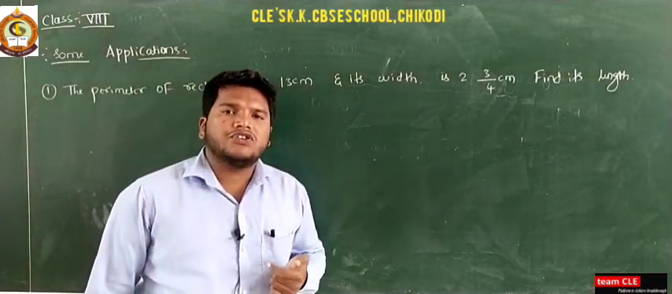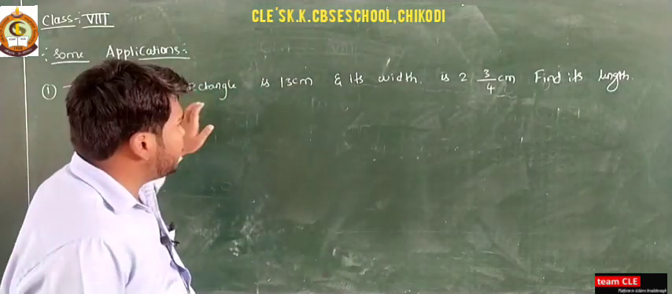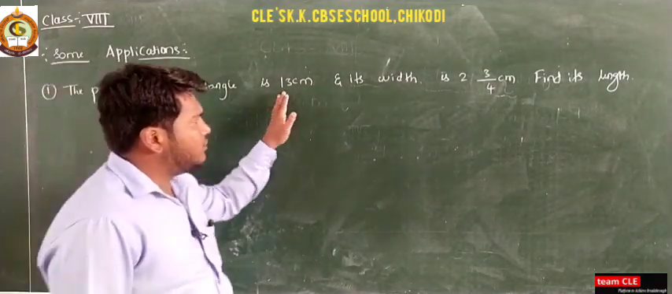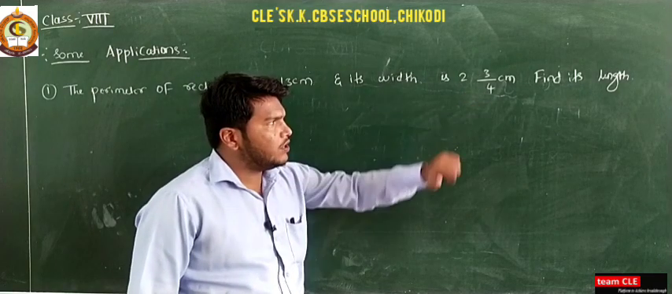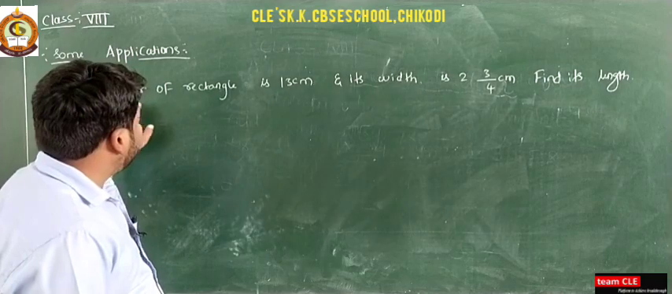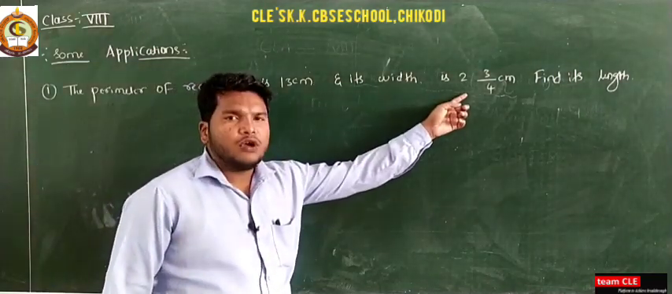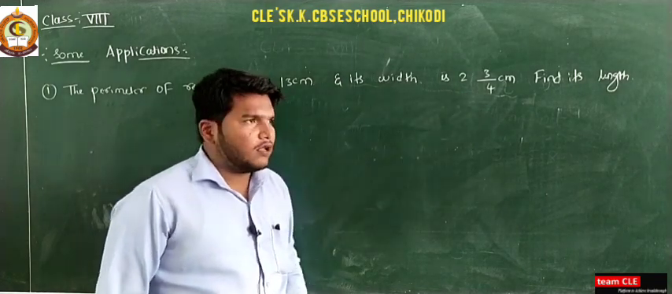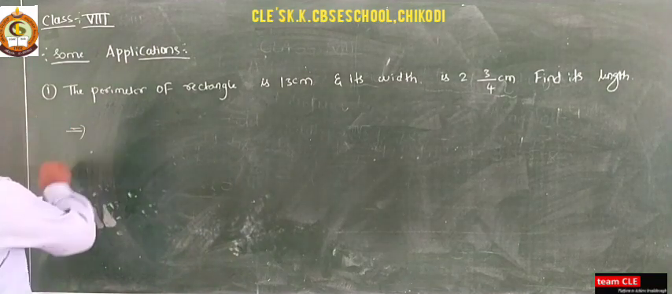In the linear equation in one variable, you are going to solve some applications. The first example I am going to solve: the perimeter of a rectangle is 13 centimeter and its width is 2 integer 3 by 4 centimeter. Find its length. The question is given here.